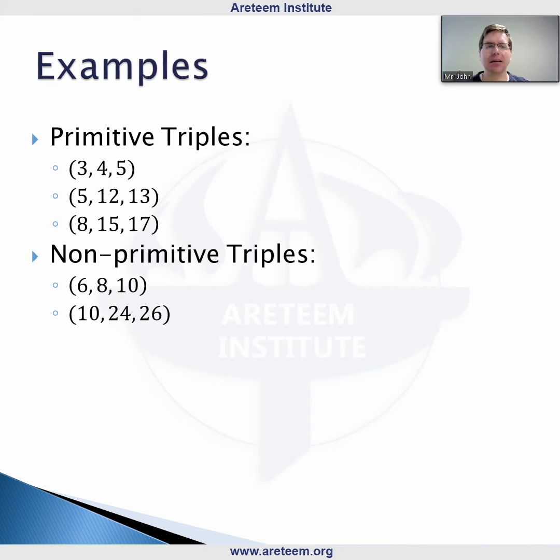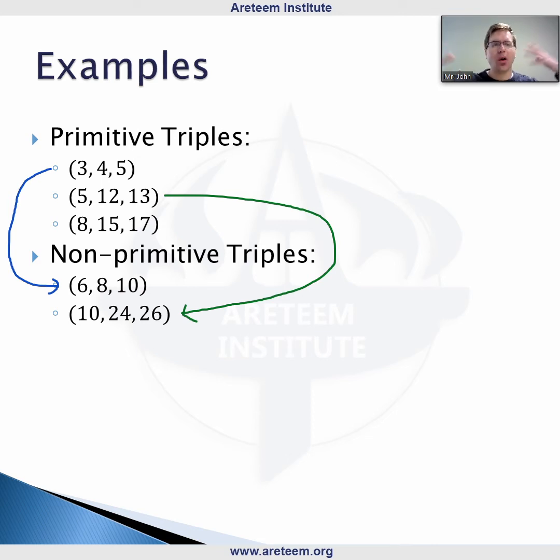Now, what about some non-primitive triples? Well, we have things like 6, 8, 10. That one is doubling the 3, 4, 5. If we double 5, 12, 13, that's where 10, 24, 26 comes from. And you could do this for all of them. If we wanted to triple the 3, 4, 5, that would also give us one we'll see again in a little bit. But you can do all kinds of other manipulations where you're making them bigger and bigger. That's why there's a little bit more of a focus on the primitive triples here.